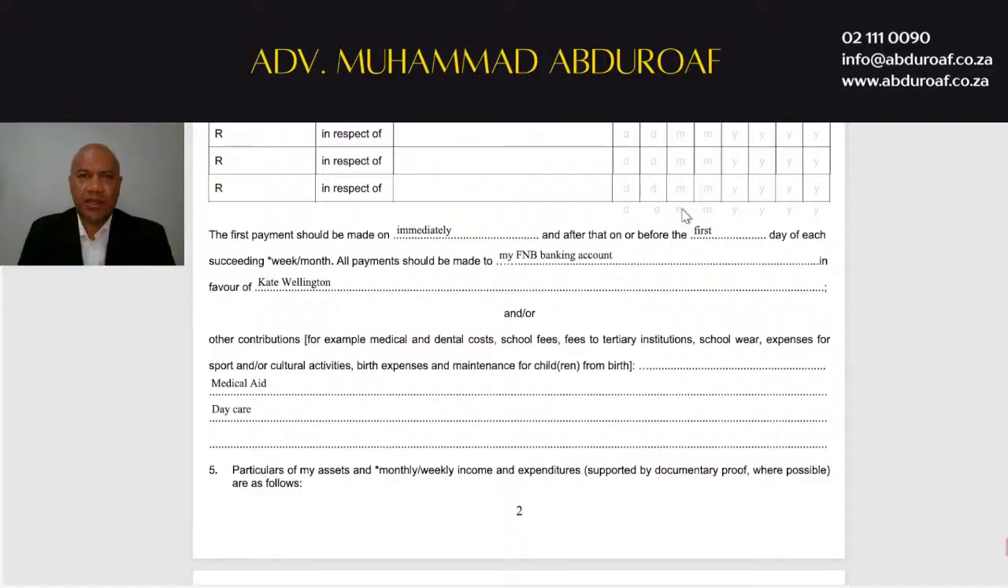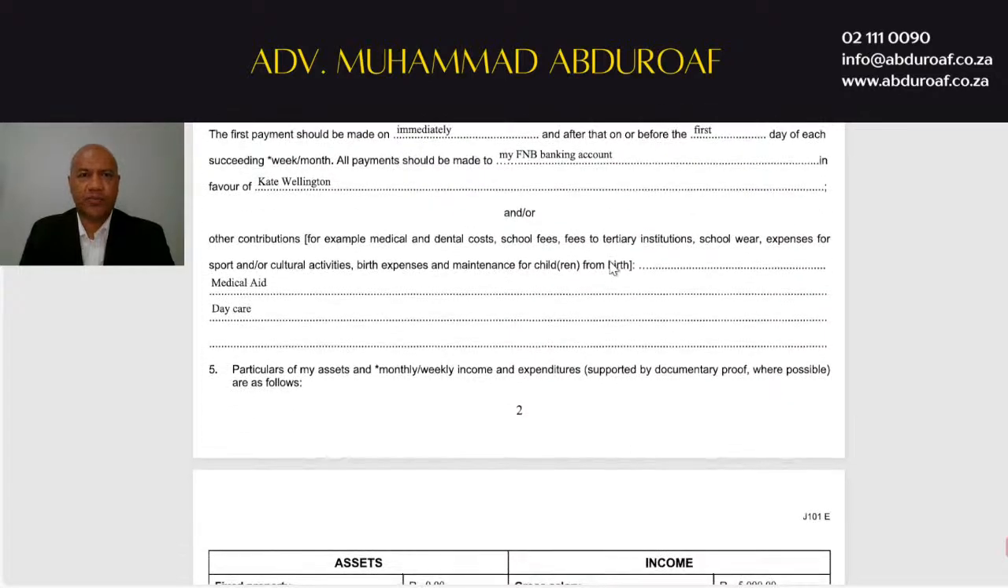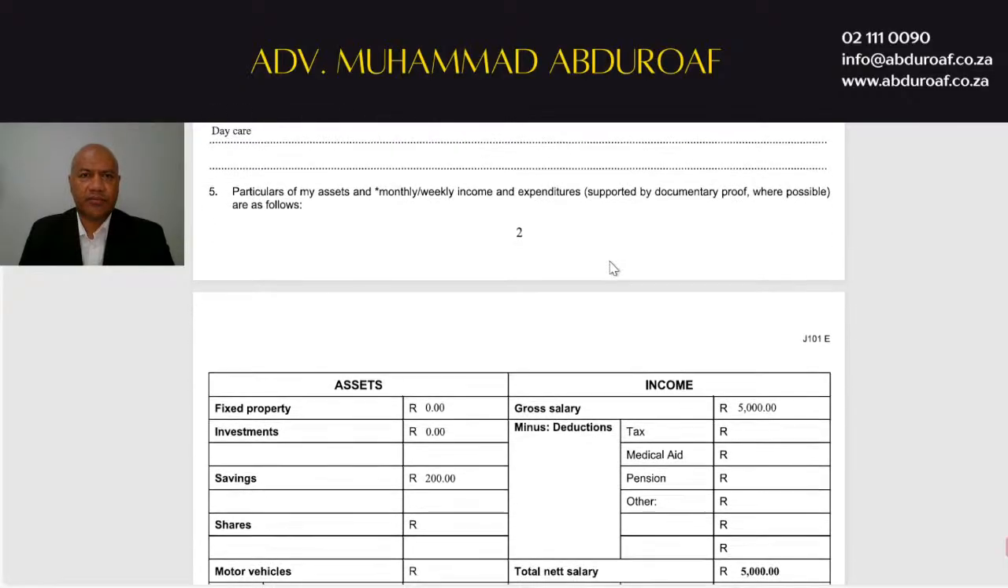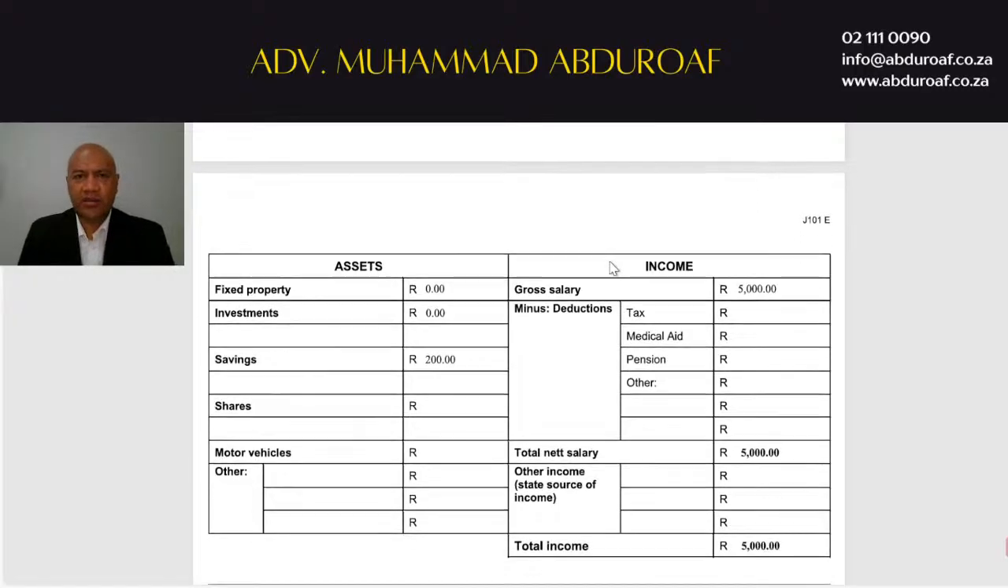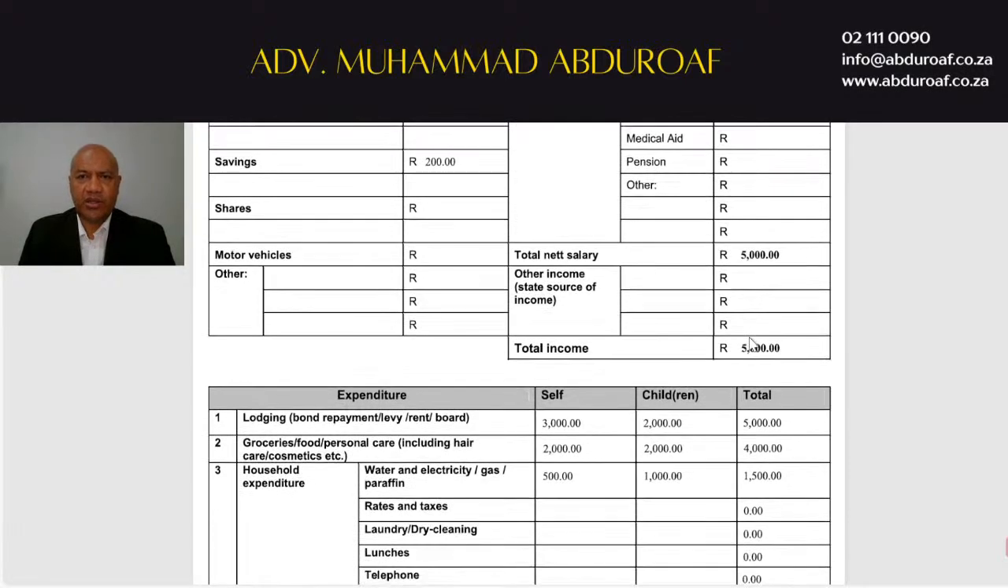When do you want payment? Immediately, of course, and thereafter on or before the first day of each succeeding month into your banking account in favor of Kate Wellington, that's you. What else do you require? Medical aid and daycare expenses, whatever else is relevant to your case. The next section, you have to deal with your income and your assets. In this specific example, Kate has no fixed assets, fixed property, or investments. She has some savings. Her salary is 5,000 Rand per month. There are no deductions, and she comes home with 5,000.